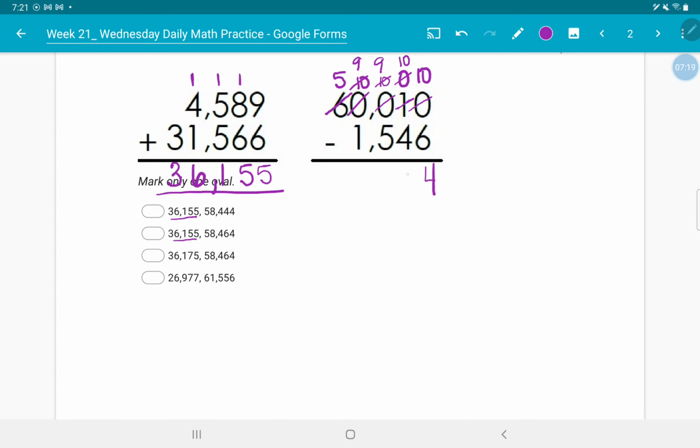Now I have 10 minus 4 is 6. 9 minus 5 is 4. 9 minus 1 is 8. And 5 minus nothing is 5. So the difference is 58,464. The second option is the correct answer.